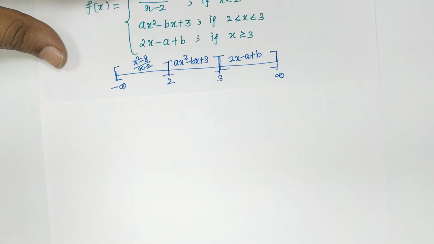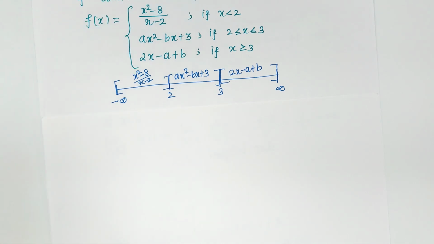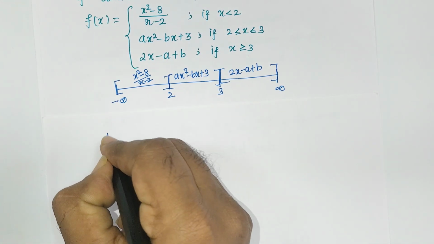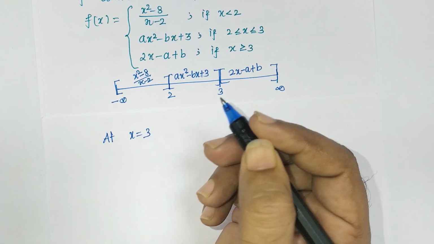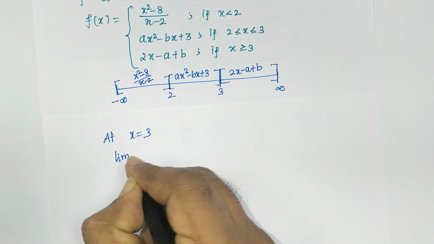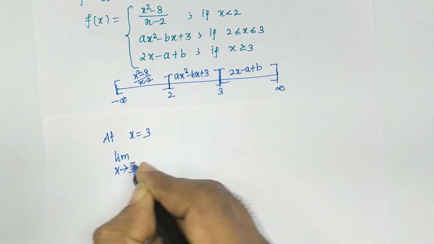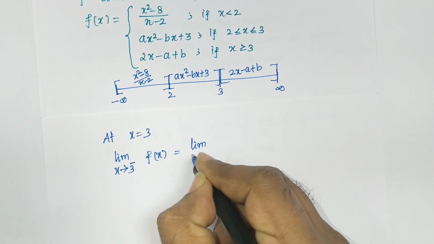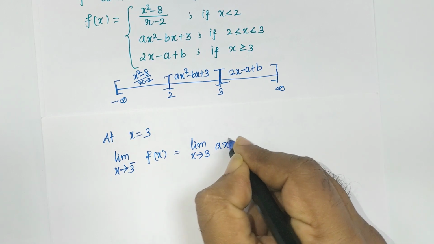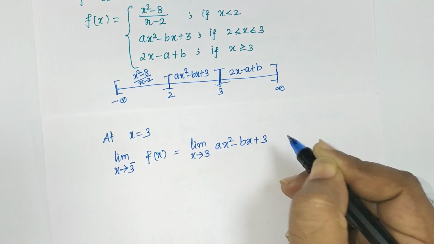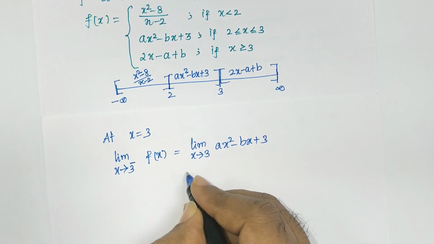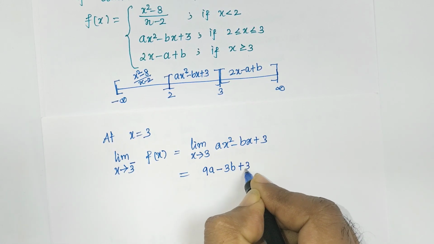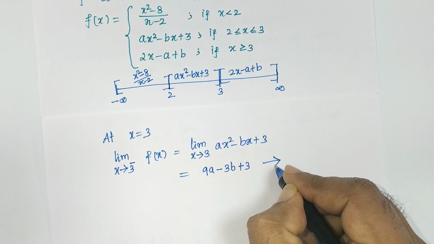Here you will have one more point, which is 3. Our limit starts at 2 and ends at 3, right? For example, at the point x equal to 3, I will take the limit as x tends to 3 from the left. The left-hand side function is ax square minus bx plus 3. Here you can substitute x equal to 3. I will get 9a minus 3b plus 3, which is equation number 4.